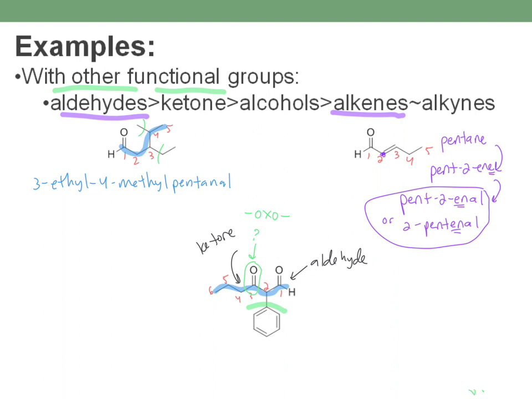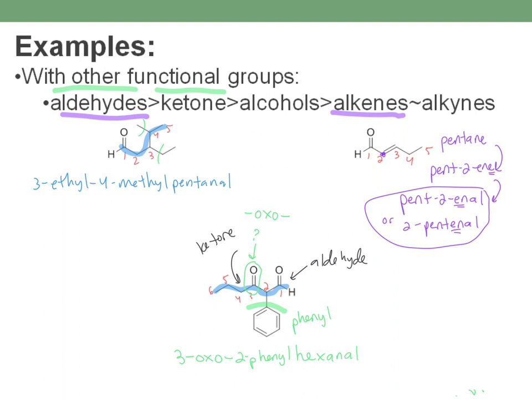So I have an oxo group and I have a phenyl group. And if you go through your alphabet, A, B, C, D, E, F, G, H, I, J, K, L, M, N, O, P, oxo comes before P, so I have to name that one first. So it looks like I have a 3-oxo-2-phenyl-hexanal, 1, 2, 3, 4, 5, 6, hexanal, because it's a 6-membered aldehyde.